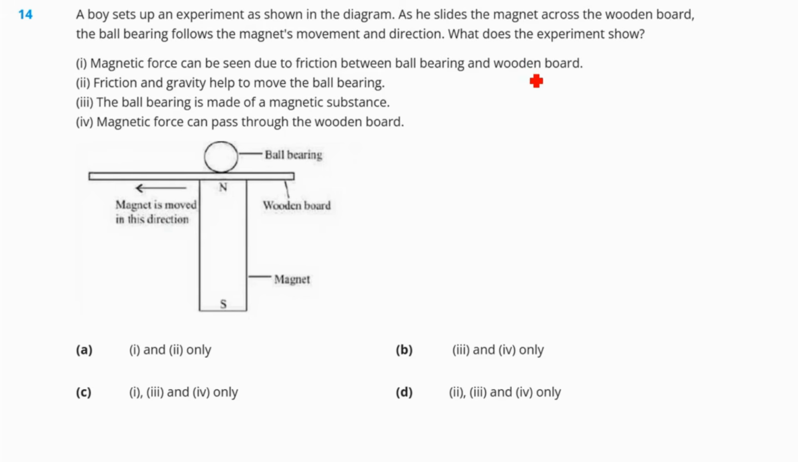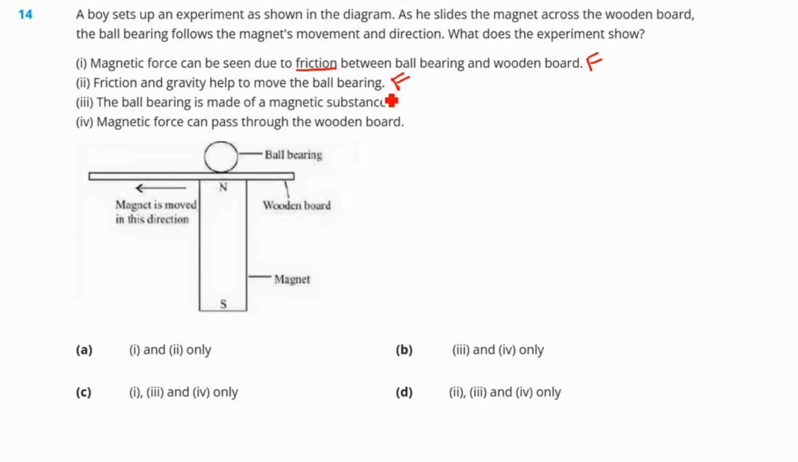Why? Because the observed motion is not caused by friction, because friction resists motion. It does not create any attraction. So this statement is false. The second statement, friction and gravity help to move the ball bearing. This is also false because gravity and friction, these two forces, do not help the movement of the ball towards the magnet. That magnetic force does. So this is a false statement.